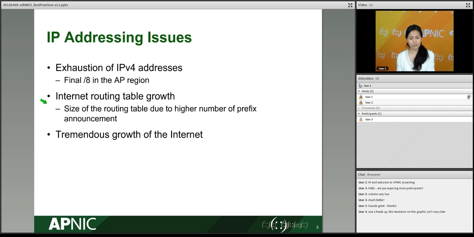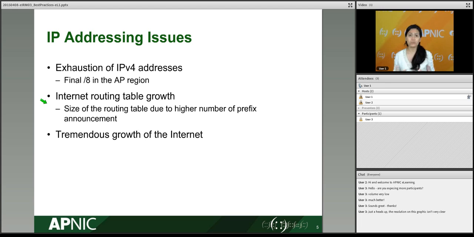The size of the routing table is due to the higher number of prefix announcements. What does that mean? If you are an LIR, a local internet registry, or sometimes we call it an ISP, a service provider, you have customers. Now, if these customers are using their own IP address blocks that we call portable IP addresses, then you will have to announce these blocks. Most likely, these are requested separately, and so they are not aggregatable addresses. And so if you have 100 customers, you end up announcing 100 extra prefixes onto the routing table.